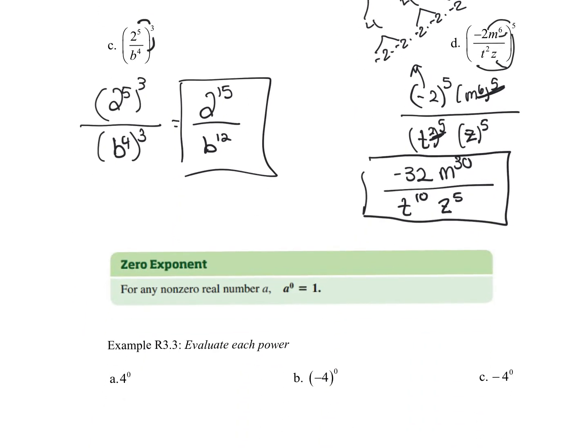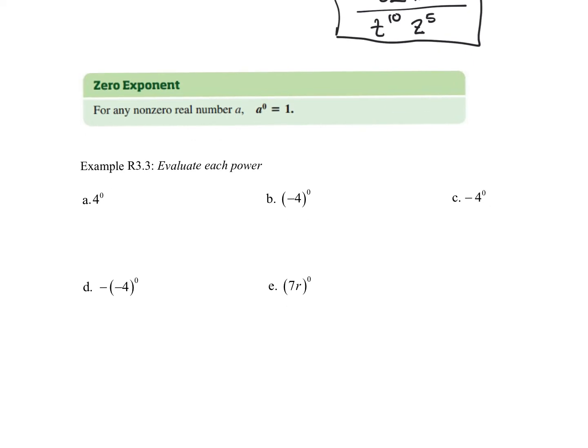Now, I'm sure one of your favorite rules is that a non-zero real number, so that's key right here, non-zero real, that is raised to the 0th power will always equal 1. So I have 4 to the 0th, 1, because 4 is a non-zero real number. -4 is real and non-zero, so -4 to the 0th is 1.